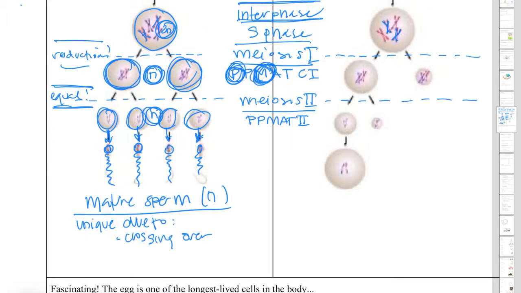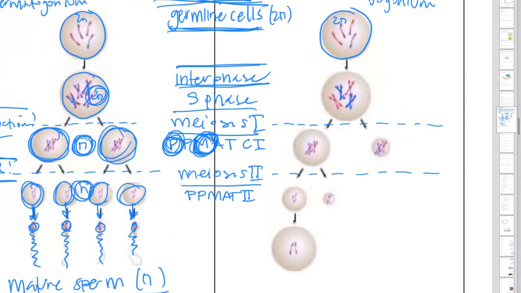Just like I said a second ago, they're going to be genetically unique due to crossing over during prophase, and then during metaphase, independent assortment, or independent orientation, you could call it. And that's the production of mature sperm.